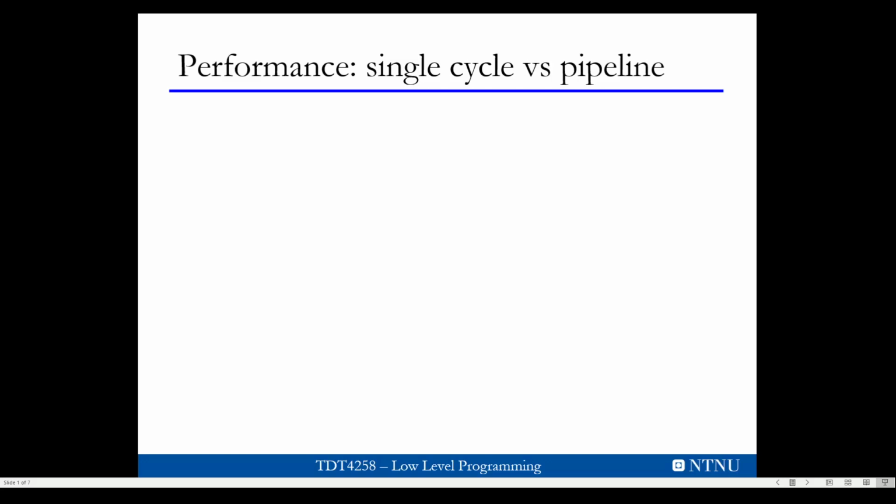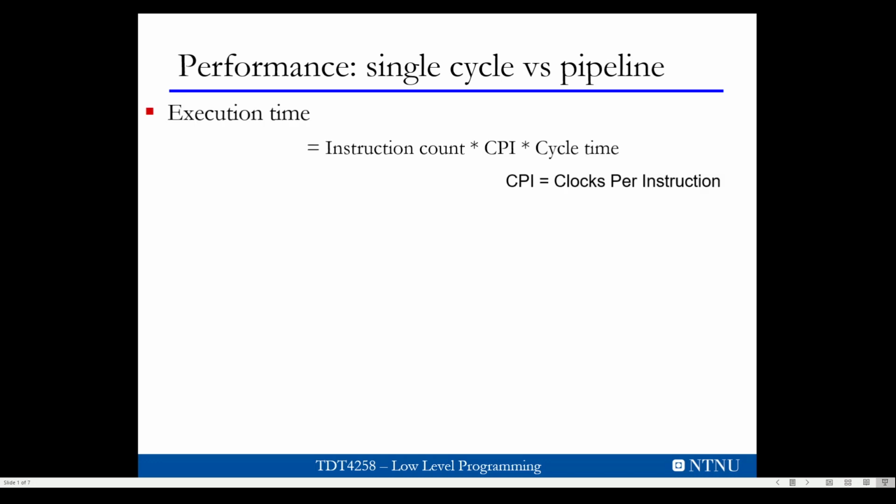Now let's take a deeper look at performance comparison between single cycle and pipeline designs. Performance is basically the time it takes to execute the application, and this time depends upon three parameters: instruction count, the number of instructions in the application; CPI, the number of clock cycles it takes to execute one instruction; and cycle time, the length of the clock cycle. The first parameter, instruction count, is the same in both designs if they are executing the same application.